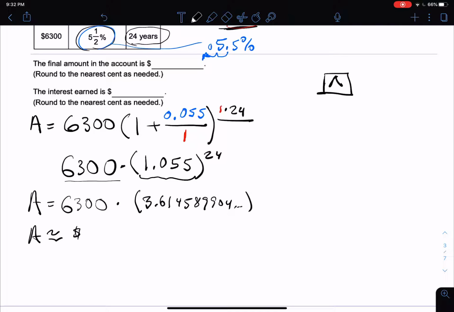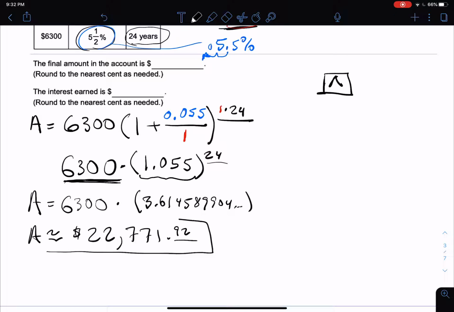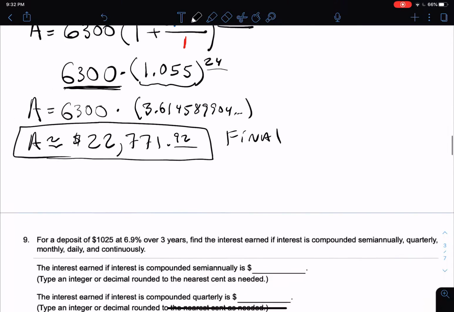And we're going to get, oh, look at that. So this is why compounding interest is called, I can't remember the quote, the 8th wonder of the world, something like that. So here's the beauty of it. Look, I started with $6,300. And if I just let this money sit for 24 years, 5.5% is not extraordinary. Anyhow, let it sit for 24 years. And now I have $22,771.92. This is great. Let the money work for you. Okay, that is the final amount after that given time period, also known as future value.